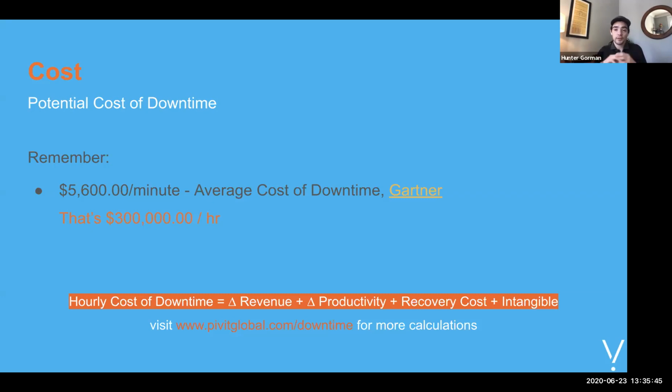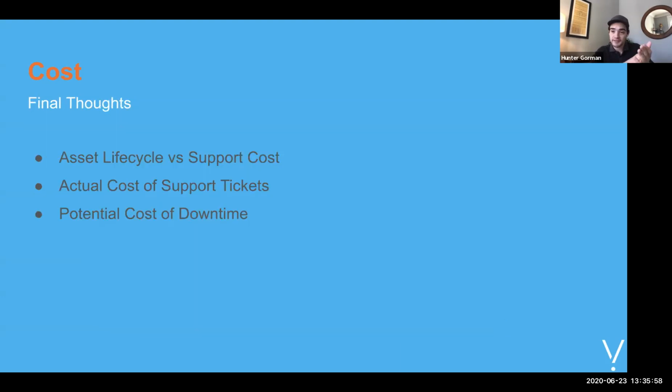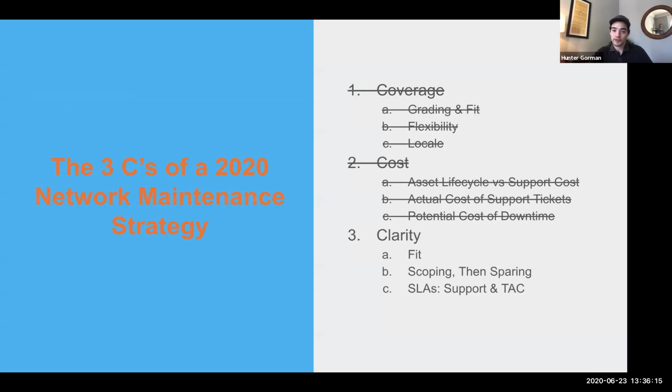But yeah, downtime is very obviously critical. Nobody wants downtime in their networks. Considering the potential cost of downtime, as well as the asset lifecycle, the support cost, the actual cost of those tickets, and then the potential downtime, as you start to square all of those numbers together, things either are going to make sense really quickly or not make too much sense really quickly. If they don't make too much sense, maybe it's time to reevaluate.